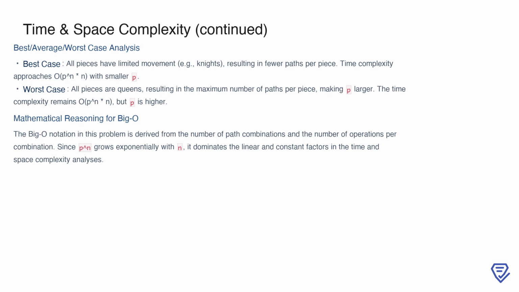The big O notation here reflects the fact that the exponential growth of p*n dominates all other terms. This is because the number of path combinations and the operations required per combination both grow rapidly with the number of pieces, making the algorithm computationally expensive for large n. However, the optimizations in the solution ensure that the problem remains tractable within the given constraints.